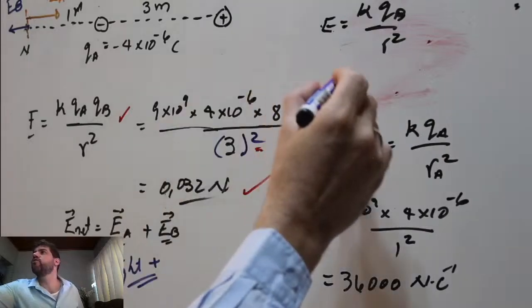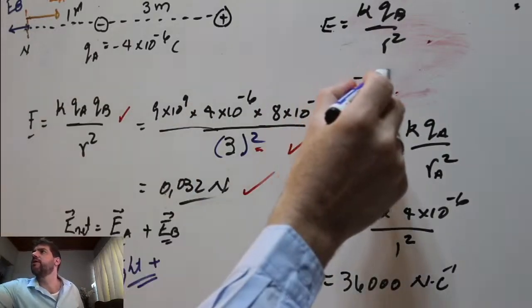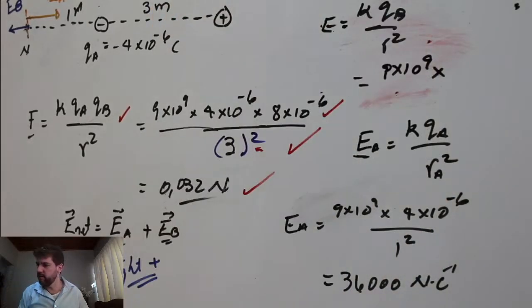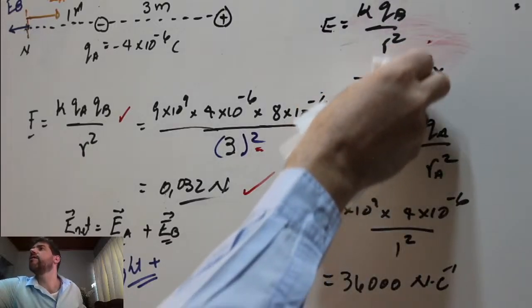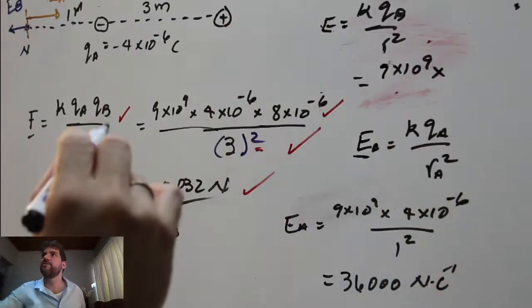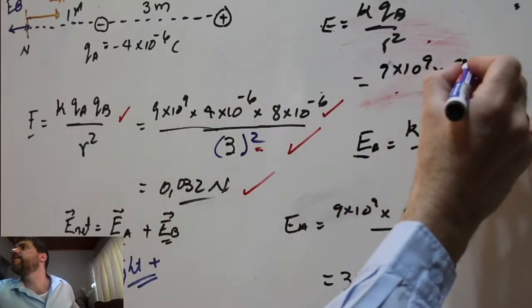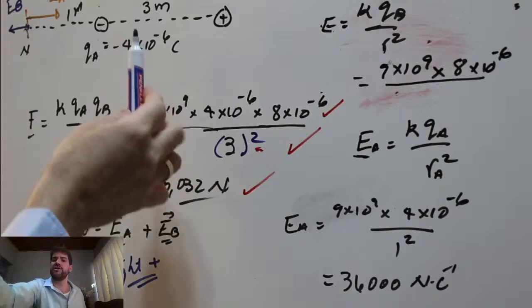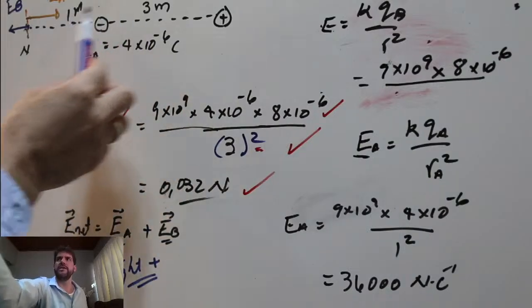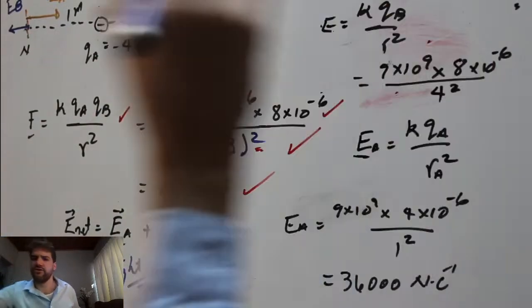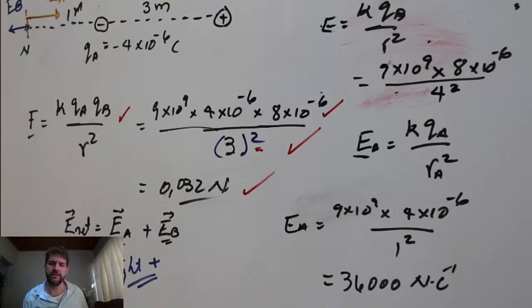When you substitute, you will get that this one is equal to 9 times 10 to the 9 times, this one is a 9, it doesn't look like a 9, it looks like a 3. Here we go, 9 times 10 to the 9 times charge B is 8 times 10 to the -6. There we go. Now the distance, be careful, because it's 3 plus 1. It's from B to N. So the distance is going to be now 4 square. All right? That is 4 square.